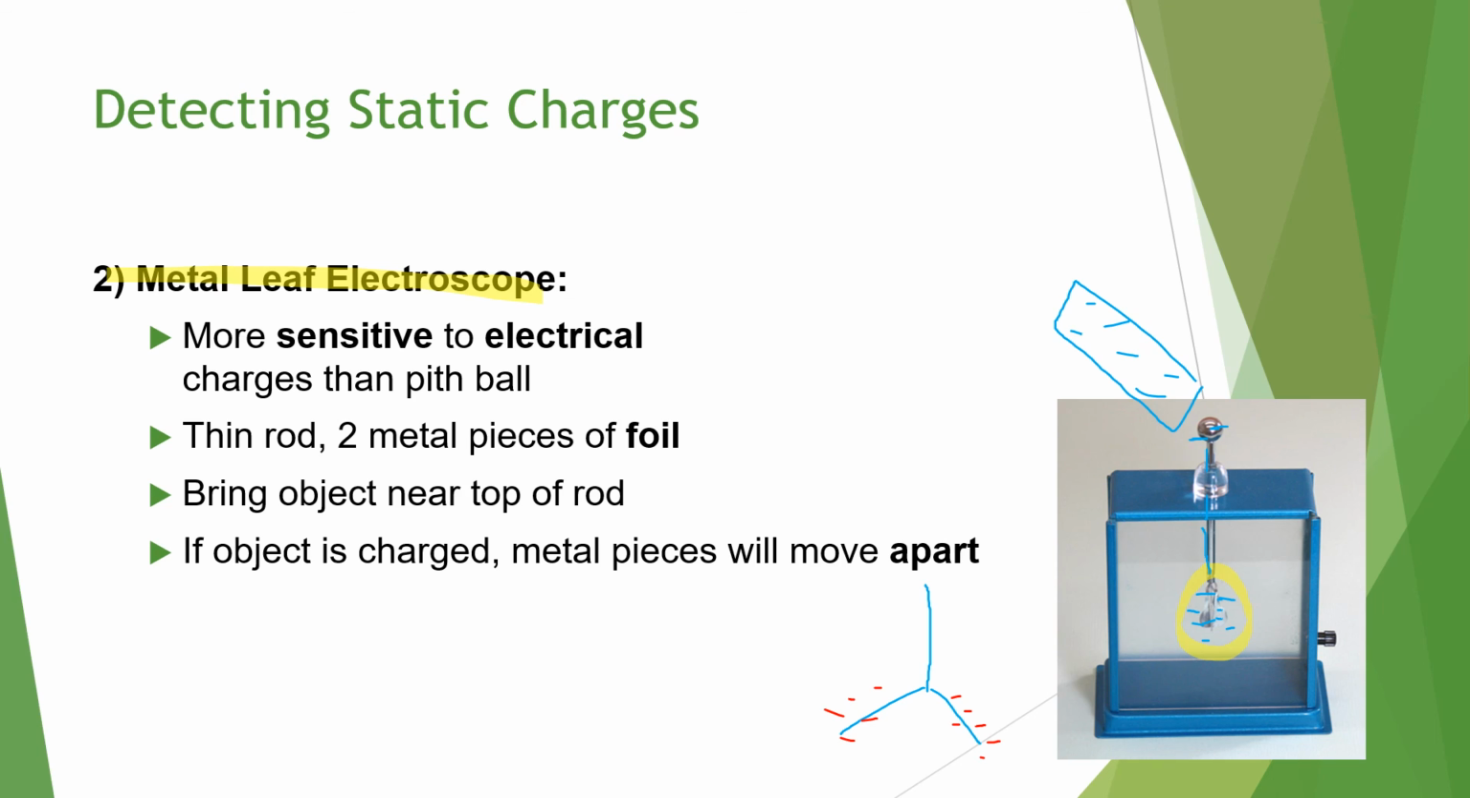So this is just another way to determine if an object is charged. In this case, I've shown you that if you brought a negatively charged metal rod close to the metal leaf electroscope, the negatives on the electroscope would move as far away as possible, because like charges repel. They would build up on the bottom on the metal pieces of foil, and then those foils would separate because likes repel, and those electrons would be trying to get as far away from each other as possible.